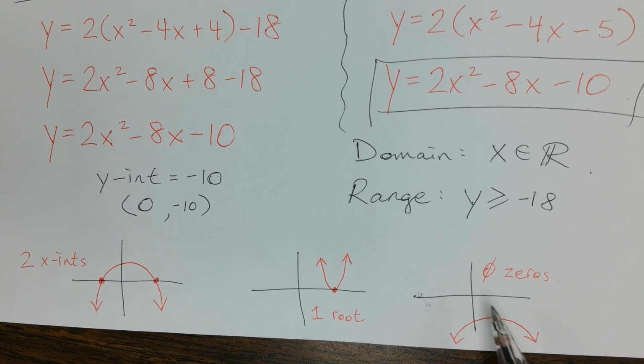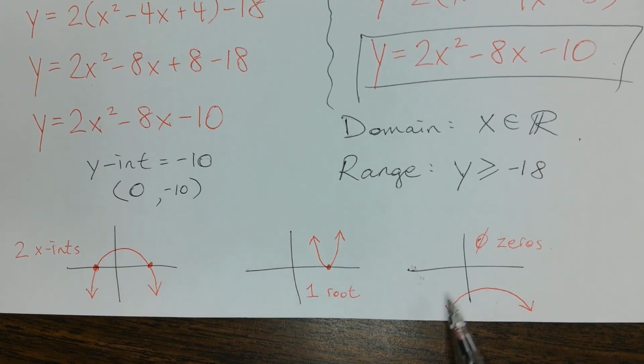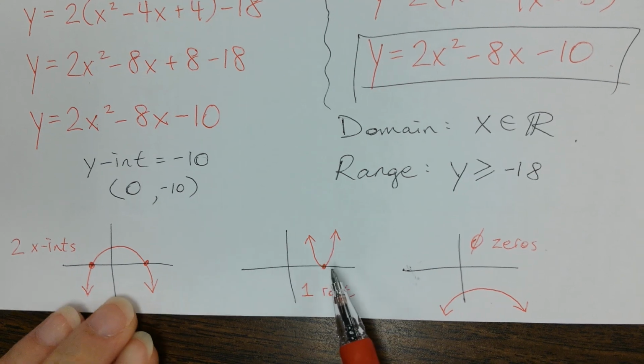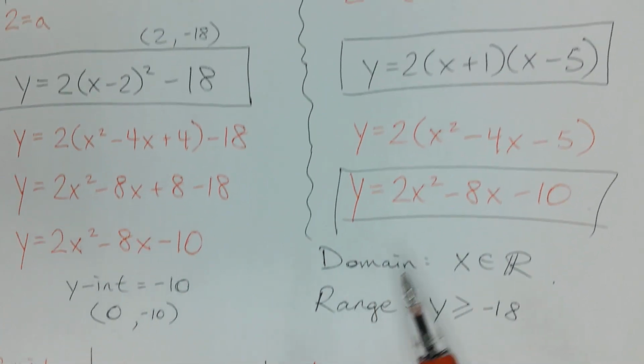If I give you a parabola like this, can I use factored form to come up with my equation? No, because I have no x-intercept, so I cannot use this format. In this case, to figure out the equation of this, I would have to use vertex form. This one, can I use factor form? For one root, can I use factor form? Yes, I can use factor form.